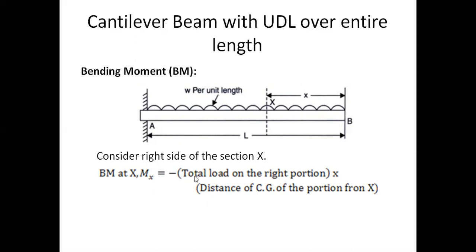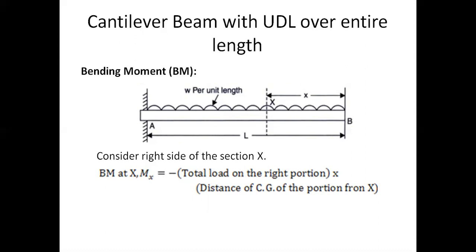So this is nothing but the total load on the right portion. What will be the total load on the right portion? It is small w into x, the total load, into the distance of the CG of the portion from x. That means it is acting at the center of gravity, exactly at this portion. So the total load into this distance will give the bending moment, and it is indicated with the negative sign. Why is it indicated with the negative sign?